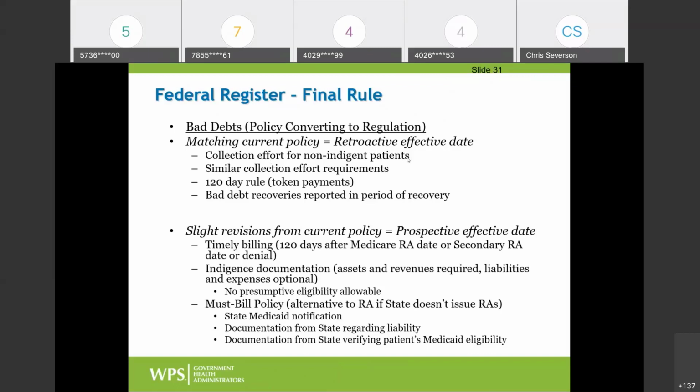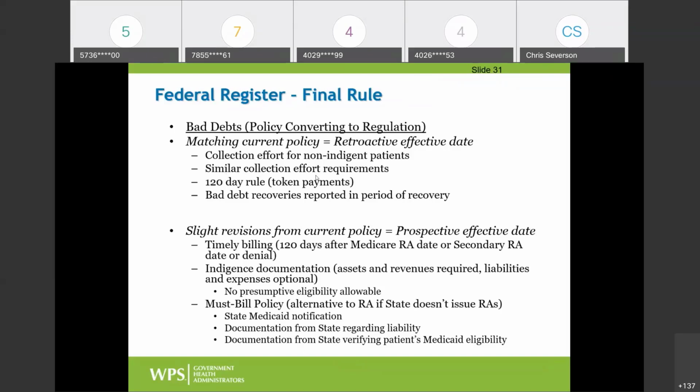In other words, your normal collection effort. It can't be a token collection effort. It has to be progressively more, progressively more aggressive, maybe that's the word you want to use there. But you have to show that. You have to document it with a letter, phone calls, things like that. All the normal collection effort rules.